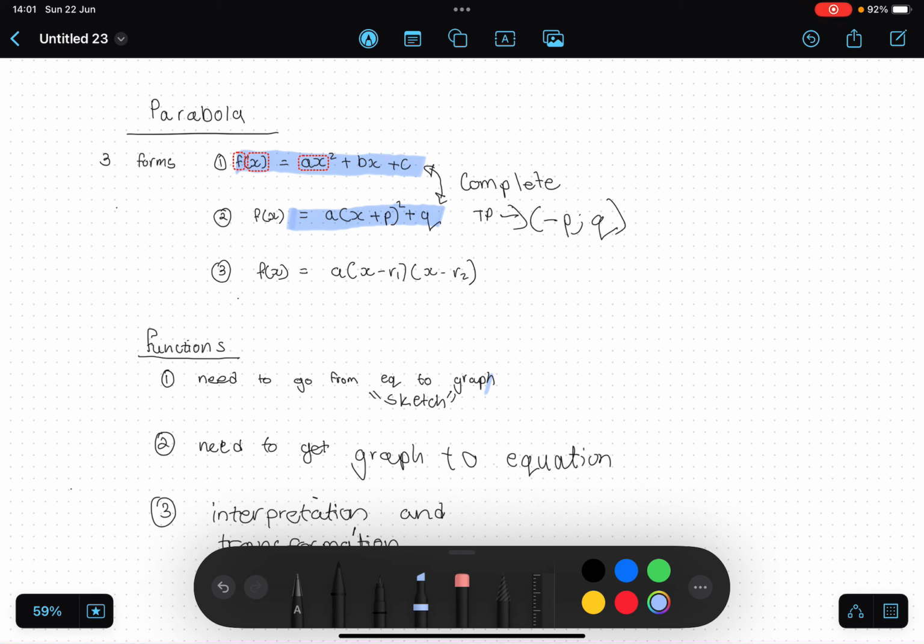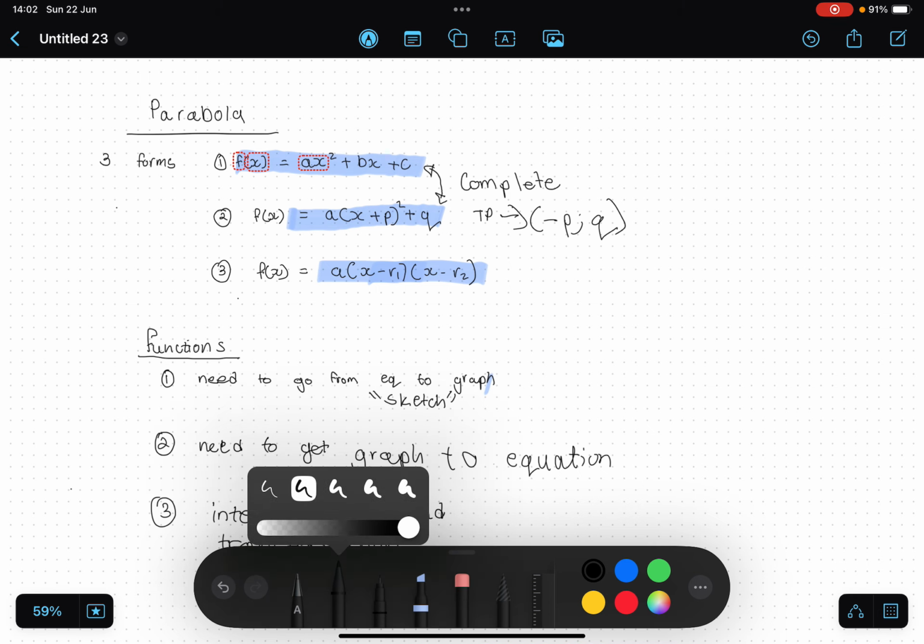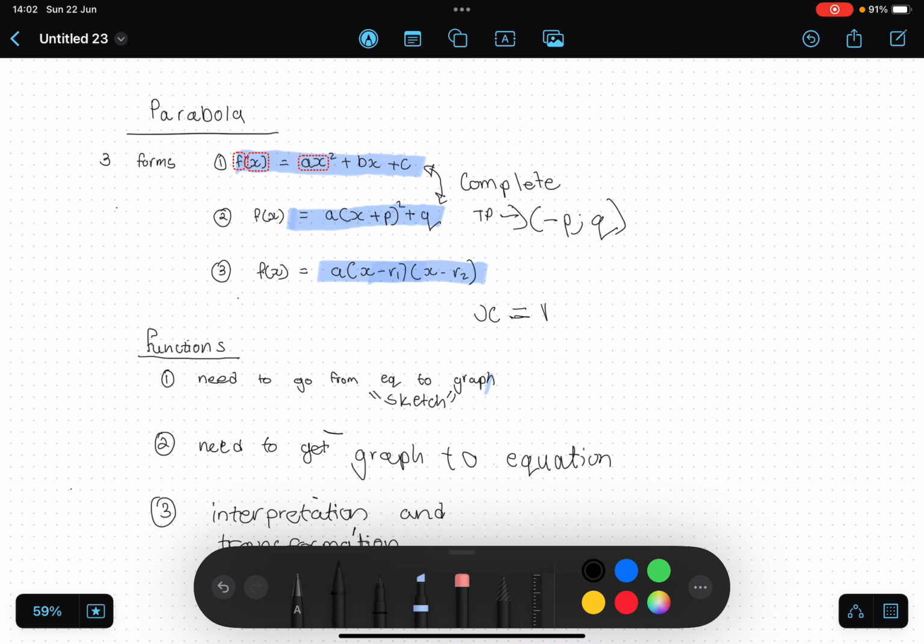Okay, then the last form that you use is the intercept form. This one is helpful when we have the intercepts or when we're sketching. They might give us this form and then we can sketch using the fact that R1 and R2 are the intercept values. Okay. So your intercepts obviously will be, the sign will change. So your intercepts will be x equals R1, x equals R2.